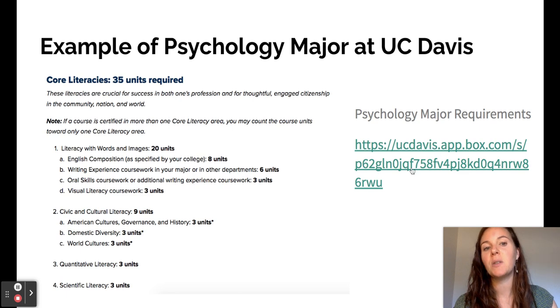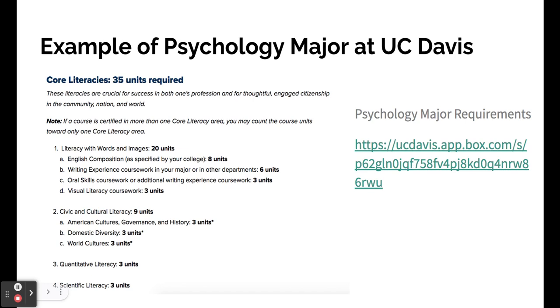Then they also have their psychology major requirements. So I'm going to click on this and show you an example of what this is going to look like.